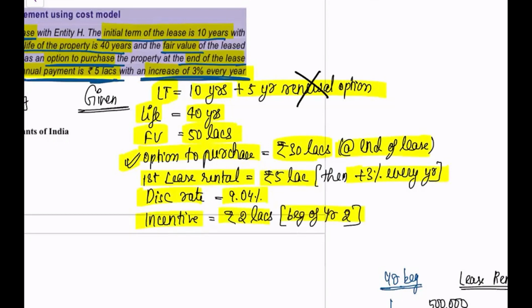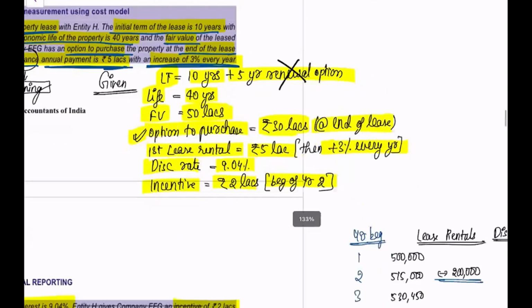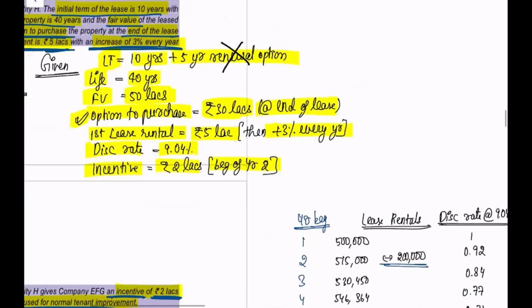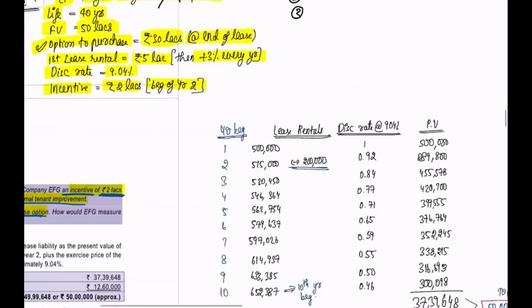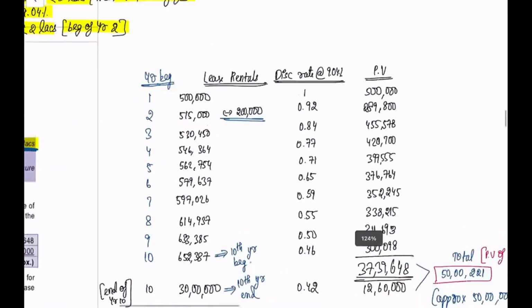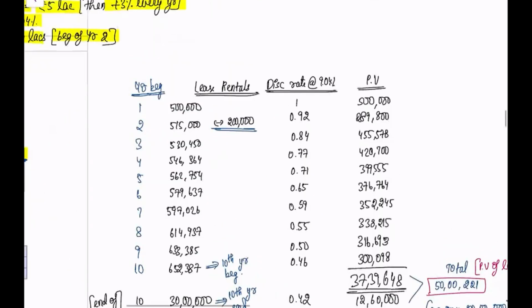So whenever you're starting with a lease answer, I would suggest you make a summary like this and start. I've already told you what steps you will follow in a question. First, find out the lease liability. Second, find out the ROU asset. Third, do the accounting accordingly. Okay, so first let's find out the present value of lease liability.